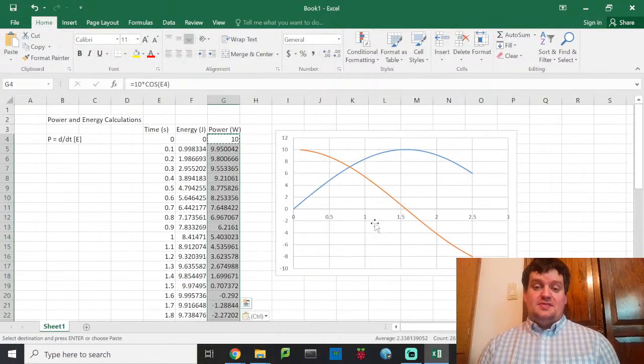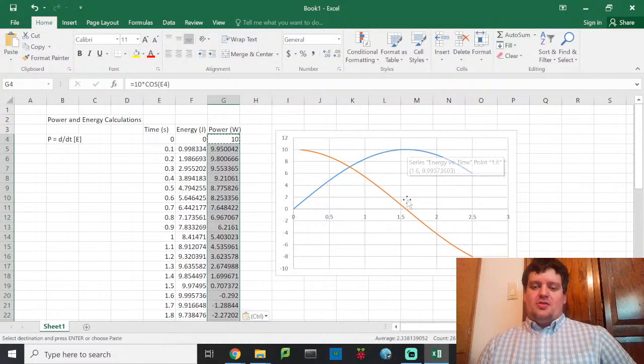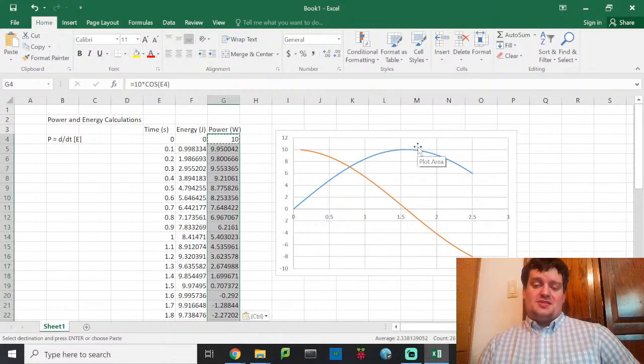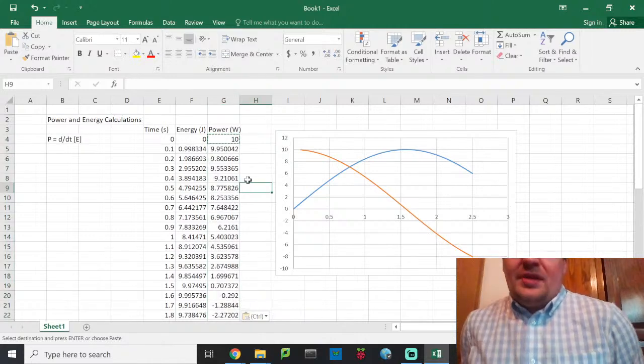Anyways, so this is the derivative here. Now you'll notice here this is power, this is energy. When this is zero, the power value is actually at a maximum of 10. When this reaches a maximum value of 10, the power is at zero. So the power is not changing when the energy is at a maximum. However, the power is decreasing as the energy decreases. So again, this is just another example of the relationship between power and energy.